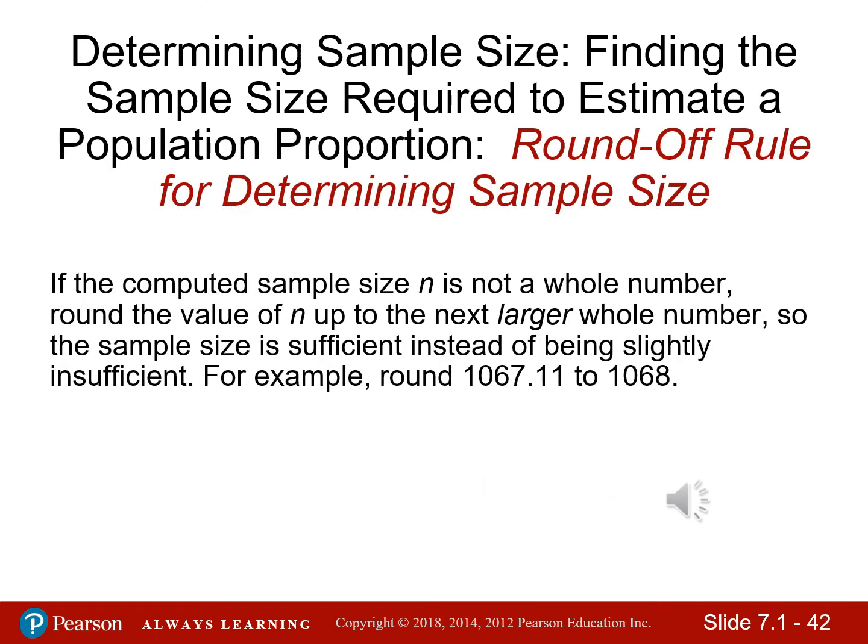If the computed sample size N is not a whole number, then round the value of N up to the next larger whole number. So the sample size is sufficient instead of being slightly insufficient. For example, if the sample size is calculated to be 1067.11, then we would round it up to 1068.